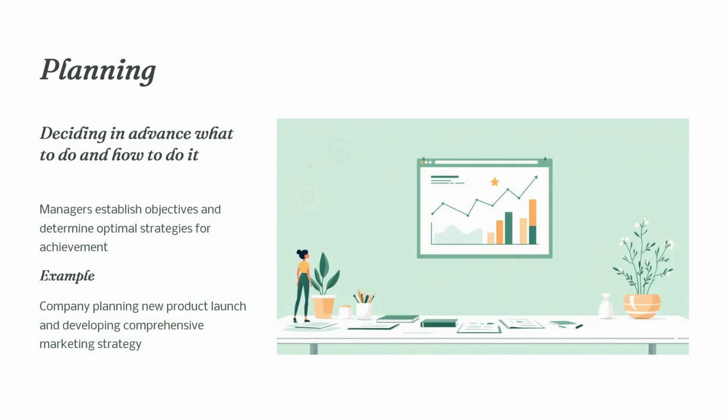So let's start with the first function, which is planning. Planning means deciding in advance what to do and how to do it. Managers set objectives and determine the best strategies to achieve those objectives. For example, suppose a company wants to launch a new smartphone. Before launching it, managers plan things like the target market, pricing strategy, advertising campaign, and production schedule. So, planning basically answers the question: what should be done and how it should be done.